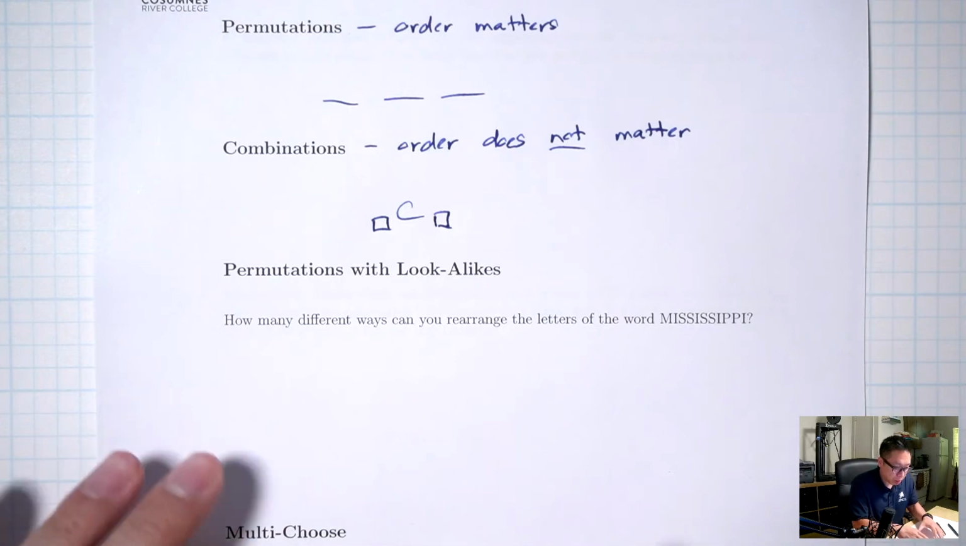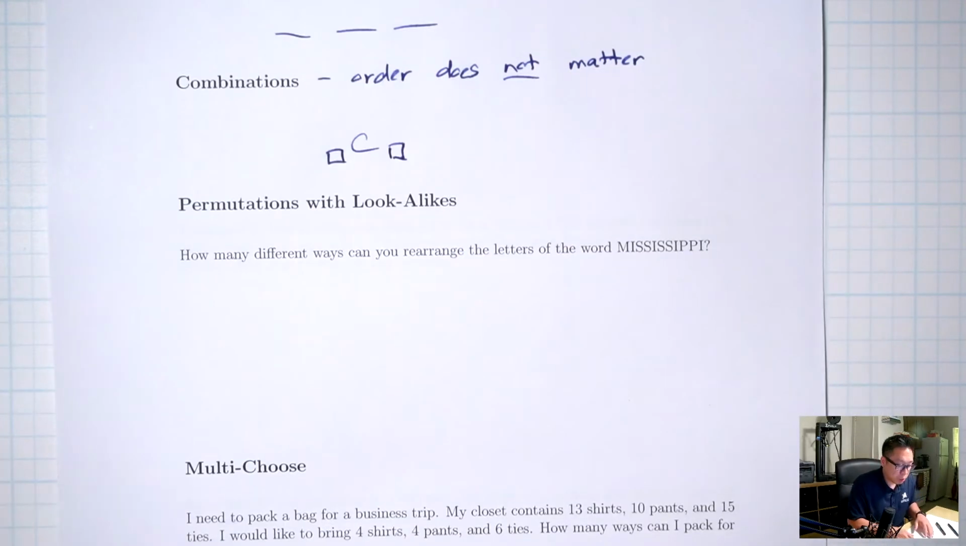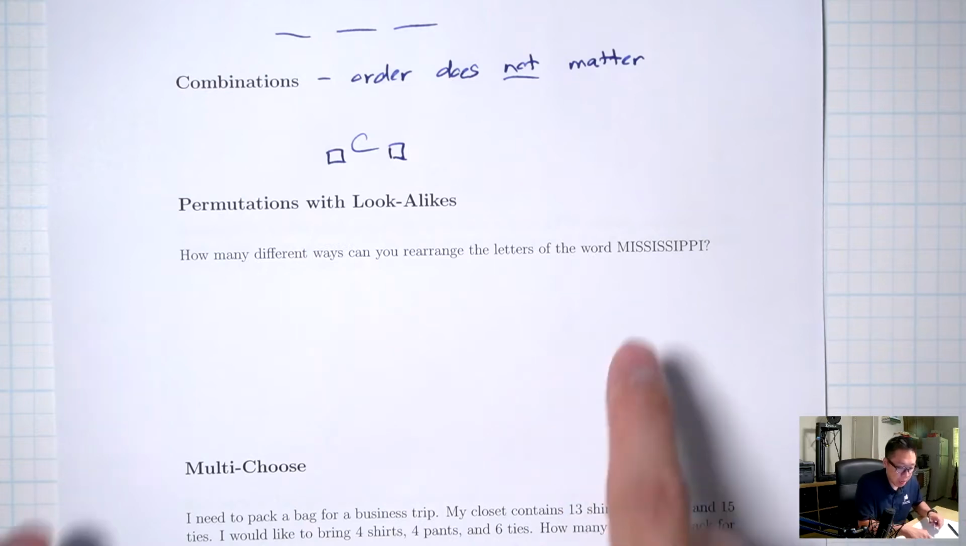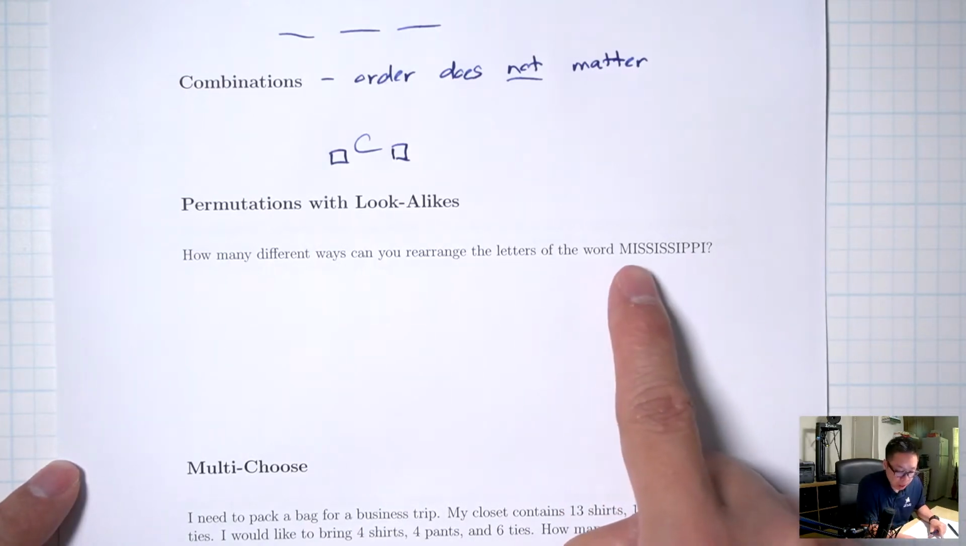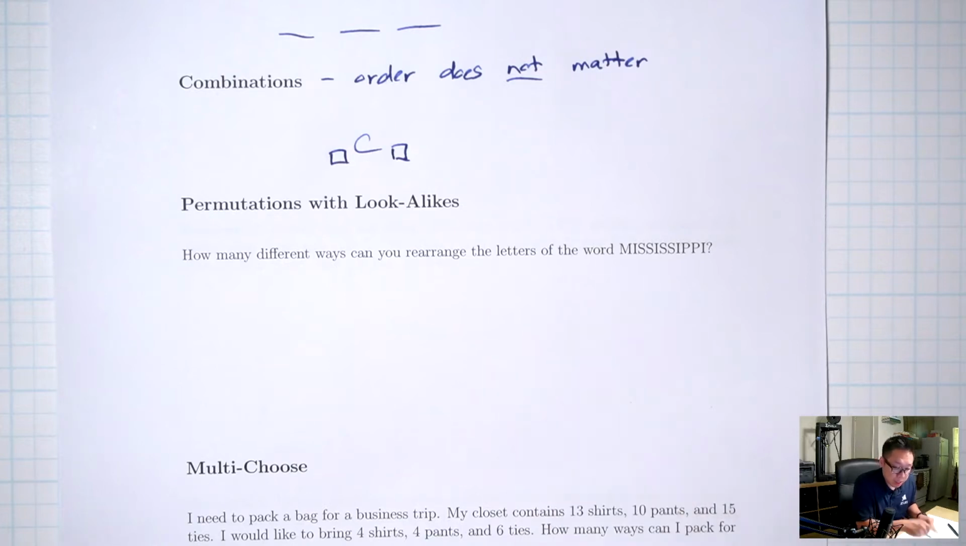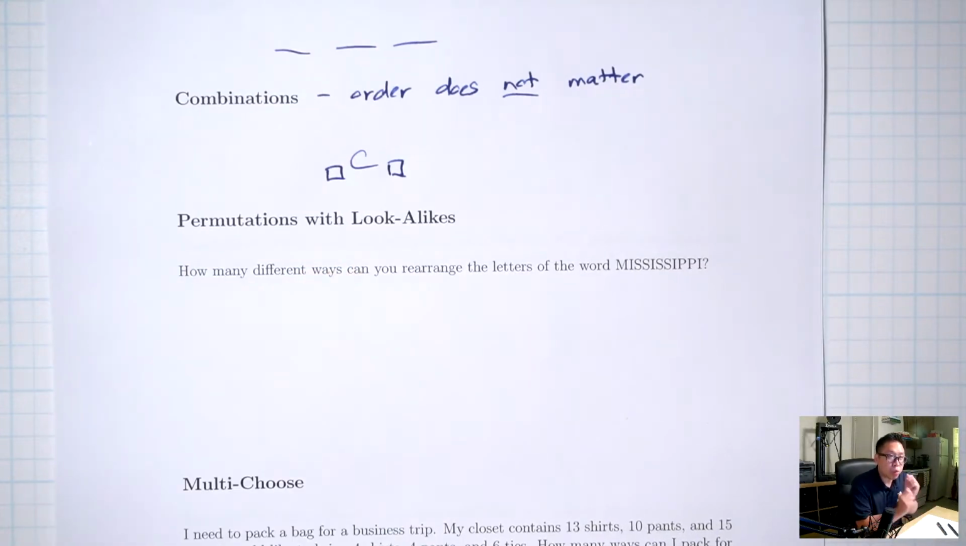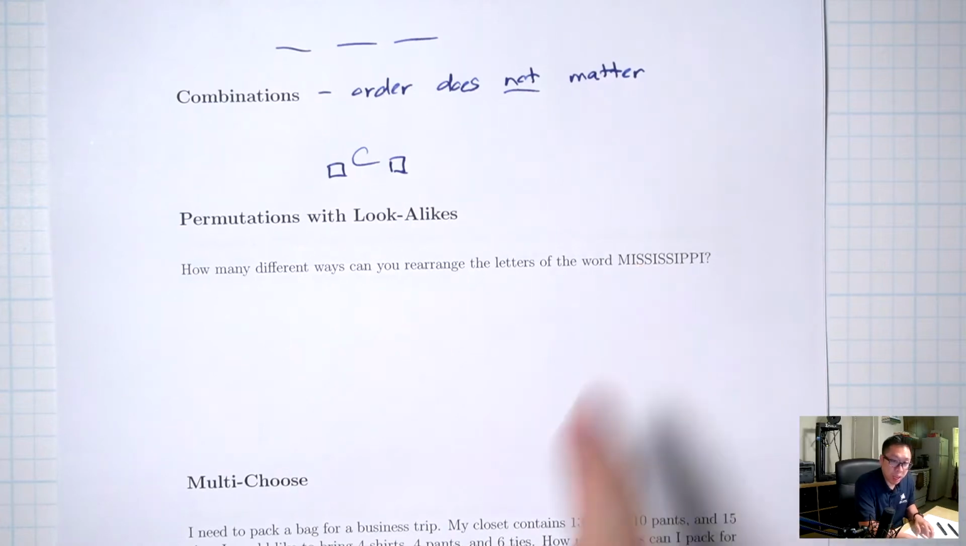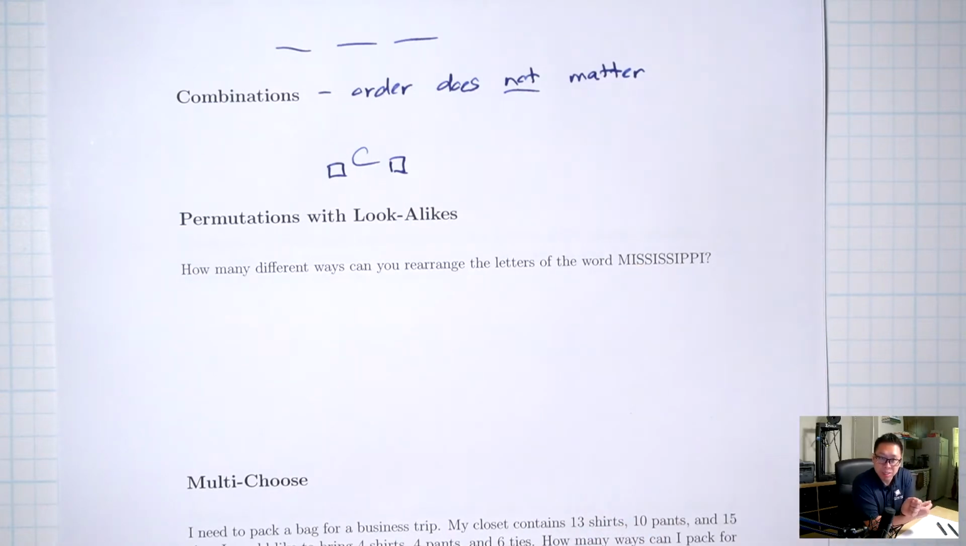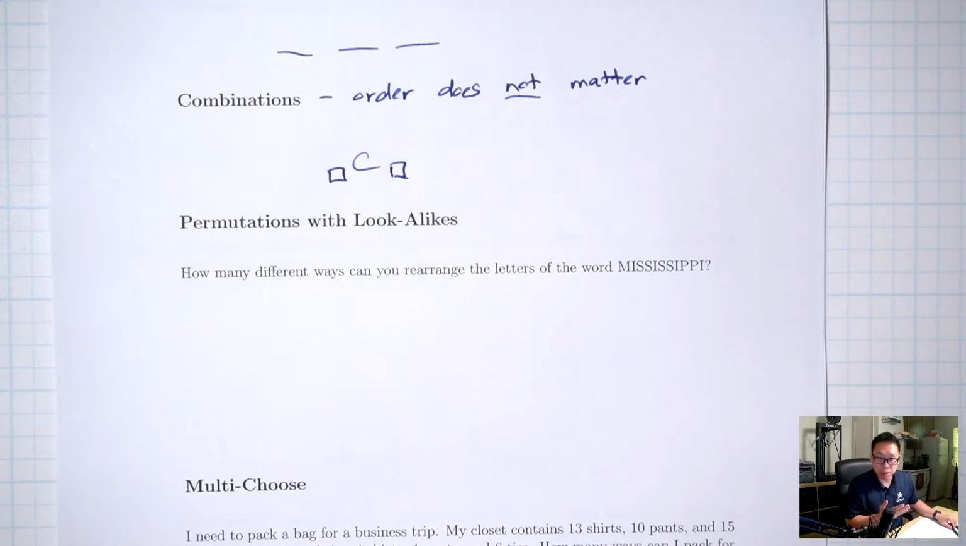Now, the difference between this permutation and a regular permutation is that we have things that look alike here. Notice that I have I's that are repeated. I have 1, 2, 3, 4 I's. I have S's that are repeated, and I have P's that are repeated. Even though if I swap the M and the I, that counts as 2 different things because it looks different, because I have lookalikes, if I swap 2 of the lookalikes, for example, the 2 S's, I don't get anything new. It looks exactly the same. So we have to take into account those situations.